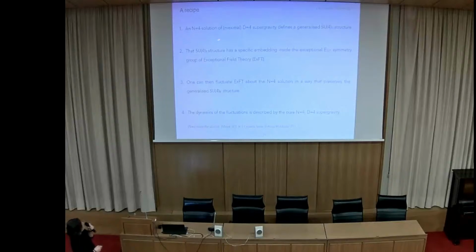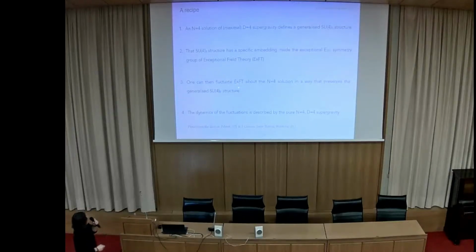An N equals 4 solution of D equals 4 supergravity defines a generalized SU4 structure. Why? Because if the solution is N equals 4, there will be an SU4 rotating the gravitini. So once you have a solution that preserves N equals 4, that solution defines a very precise SU4, which is the SU4 preserved by supersymmetry. It's the SU4 of supersymmetry. Once you have this SU4, the next thing you have to do is to embed that SU4 in the exceptional E7 symmetry of 4-dimensional maximal supergravity.